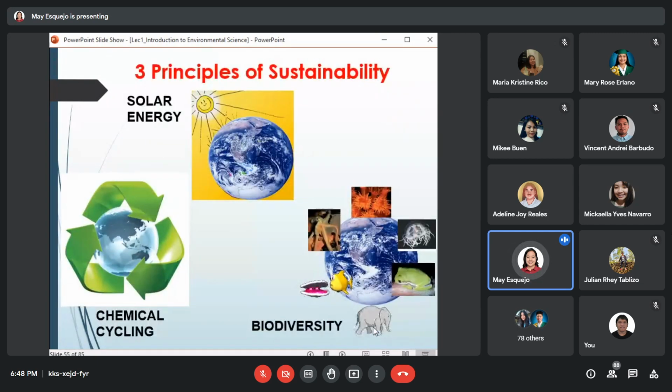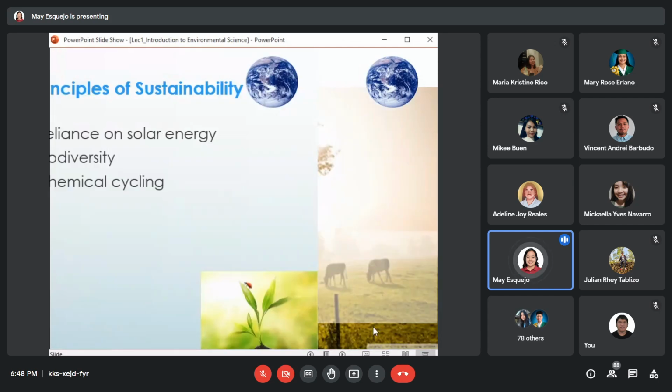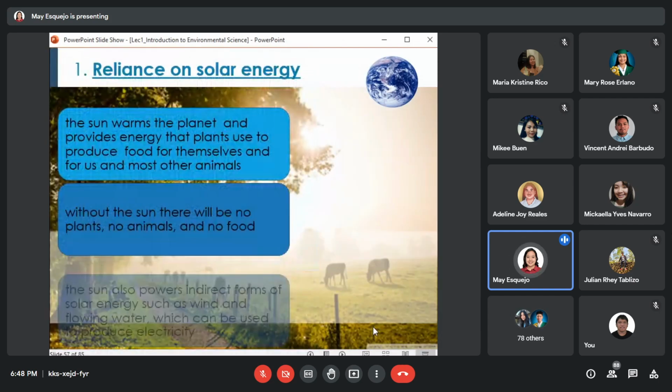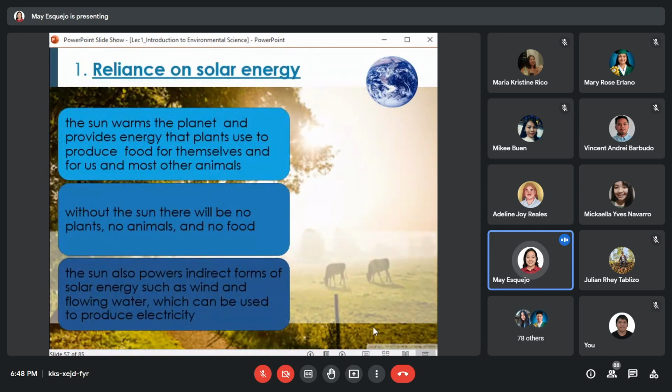Okay. So, these three principles is part of the sustainability or the sustainable environment society. So we have the solar energy, you have the chemical cycling, which I discussed kanina, and then the biodiversity. Okay. So sustainability we have this reliance on solar energy. Why? Of course, we know that already because the sun gives the solar energy that is needed for the production of food, okay, for the survival of organisms, okay, and so much more. So without that, we cannot really survive, okay?